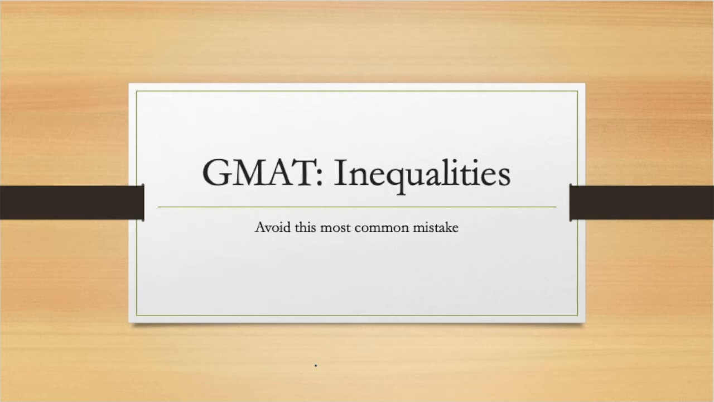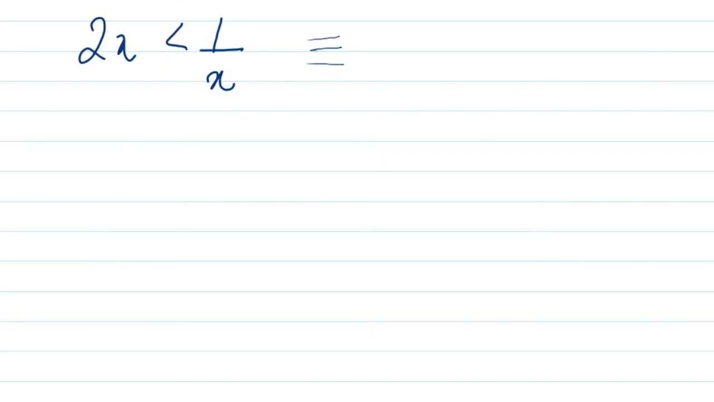Today we'll talk about inequalities, specifically a very common mistake that costs a lot of you points on the GMAT exam. And that mistake is cross multiplication. So what do I mean by cross multiplication is a mistake? I'm glad you asked. As always, we will do this with some examples.